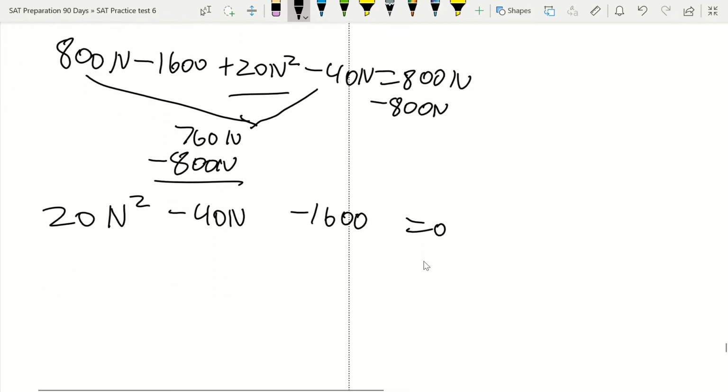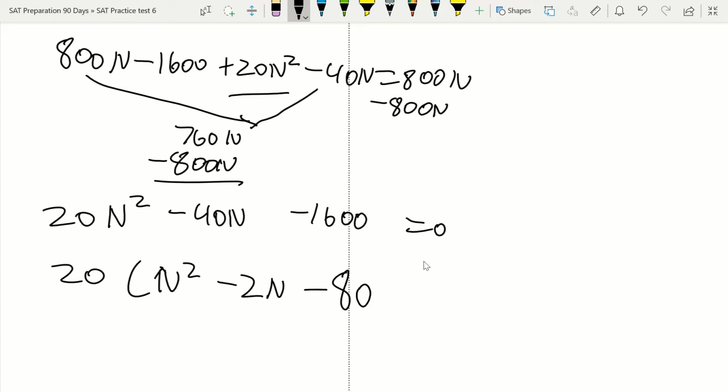We know that 20 can come out of all of that. So we'll pull out a 20. Then we'll have N squared minus 2N, and then we'll have a minus, I believe that's going to be 80. Okay, that's going to be set equal to 0.